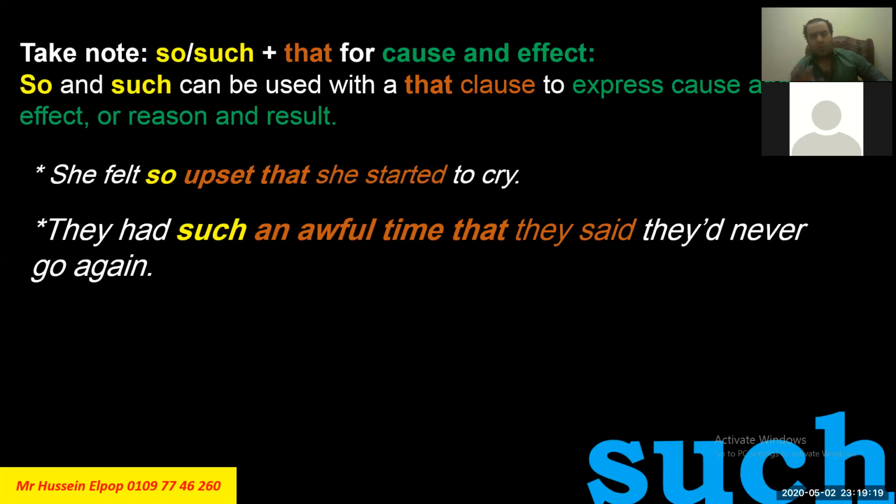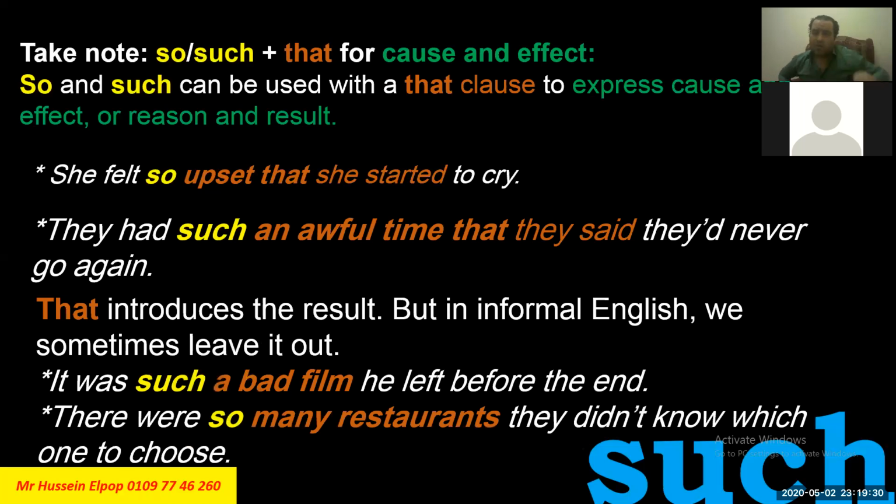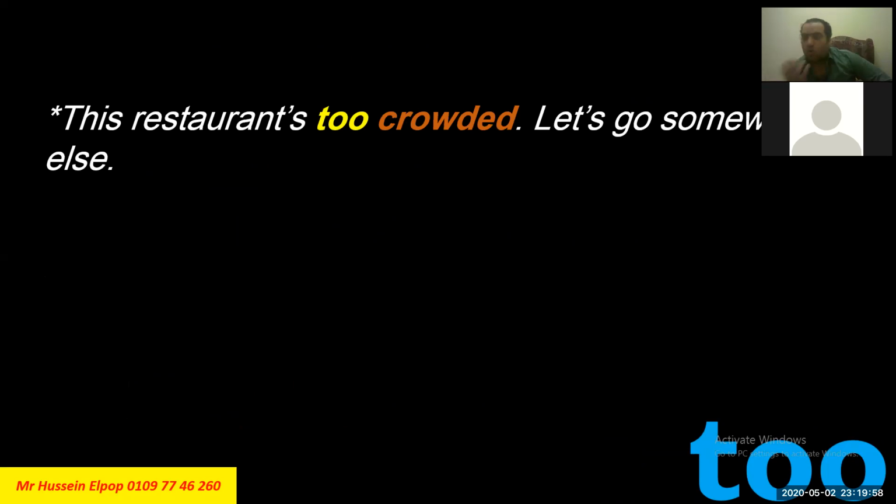They had such an awful time that they said they'd never go again. That's the result. And sometimes you can do without it. So you said here, it was such a bad film. He left before the end. You can say that was such a bad film that he left before the end. So sometimes you use that, other times you remove it. That introduces the result, but in informal English. If you're talking formally, you do without it. Now we go to too.